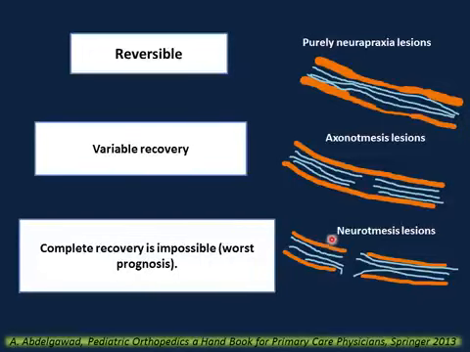The next one, and the worst prognosis one, is neurotmesis, which is a complete severance or avulsion injury of the nerve. As you see, complete disruption. Here complete recovery is impossible, and this is the worst prognosis.